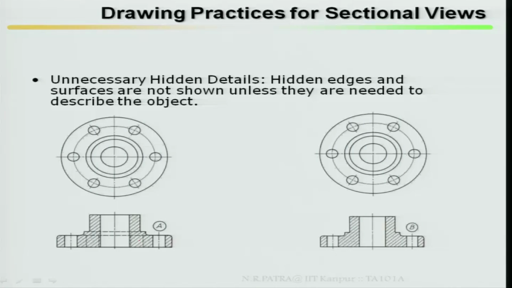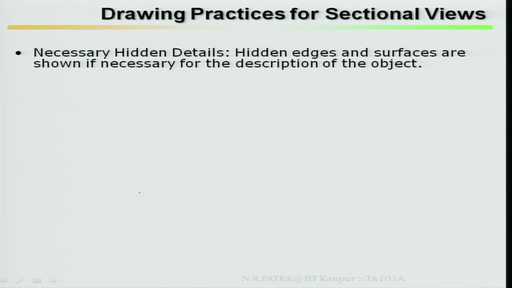A and B, in A I am doing a sectioning here. So, what happened, this whole half is there, then a circular inside hole, then these are aligned, hidden, by hidden lines I am showing it. It is required in this case, because of how many holes there are, so that a nut and bolt system can be made, but here it is not necessary, that is why it is not shown. Necessary hidden details, hidden edges and surfaces are shown if necessary for the description of the object, as I said now.